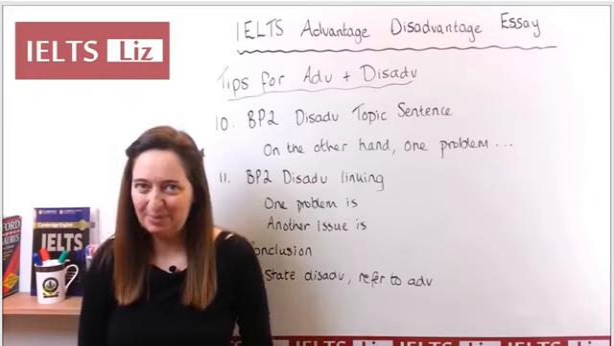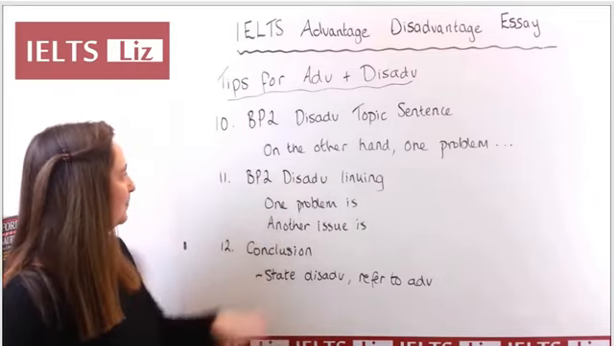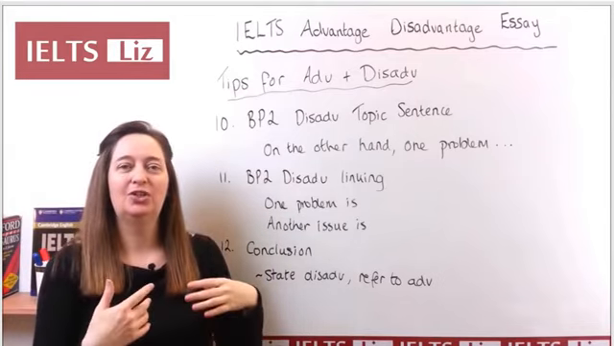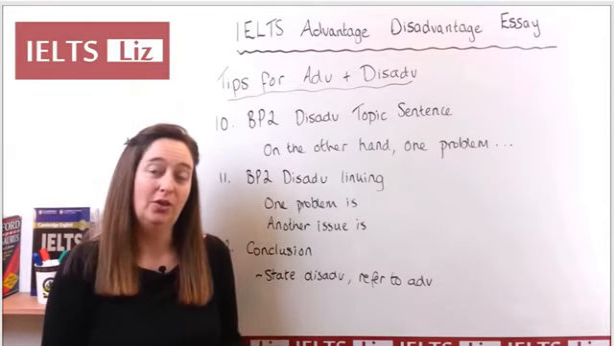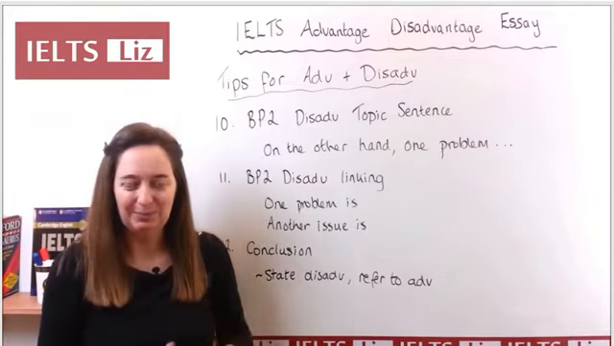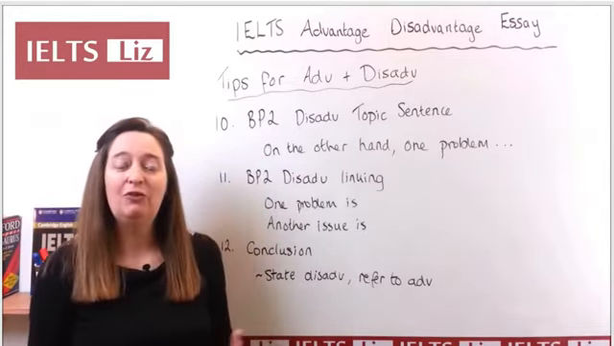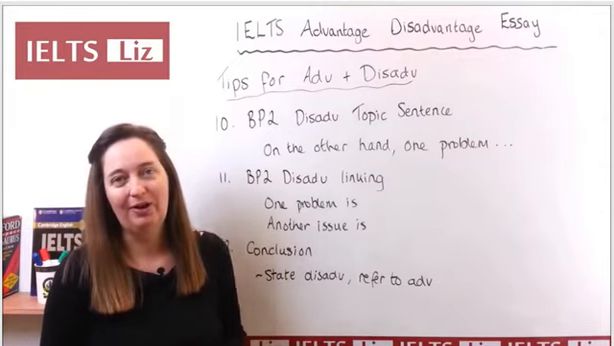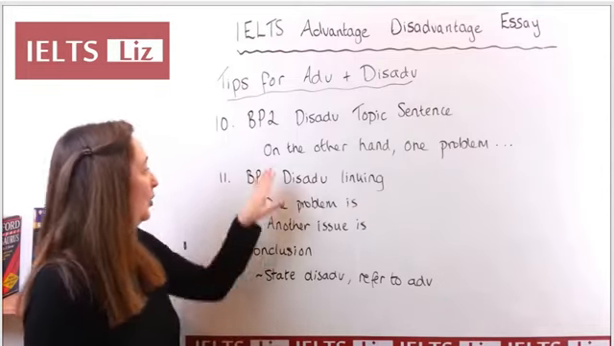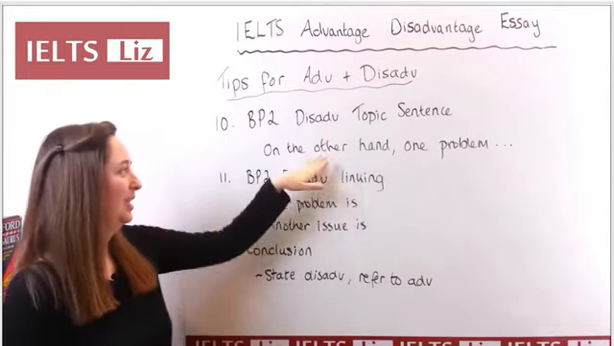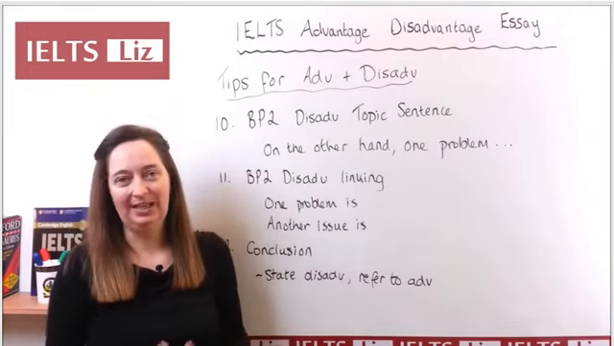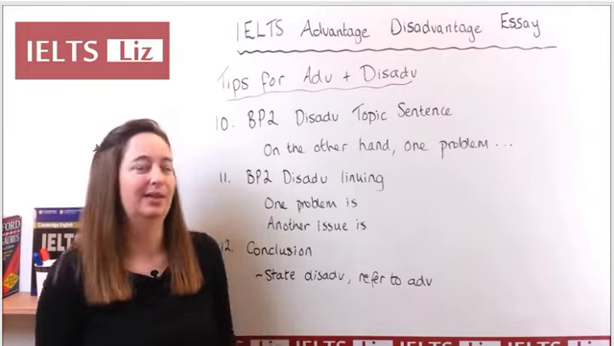Tips for the second body paragraph for the disadvantages. So we've got to look at the topic sentence. Now, if you started your first body paragraph with "on the one hand," you must use "on the other hand" to start your second body paragraph. If you started your first body paragraph with "firstly," one benefit is you can still use "on the other hand," because "on the other hand" can be used independently, but "on the one hand" cannot. It must go with "on the other hand."